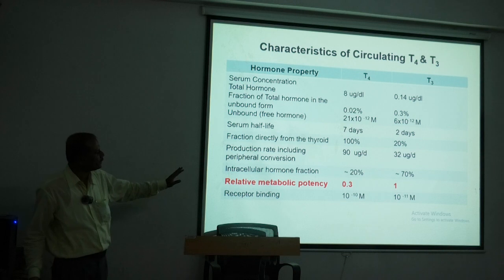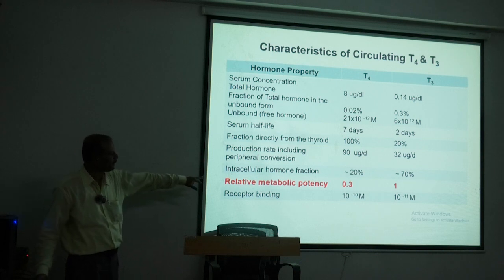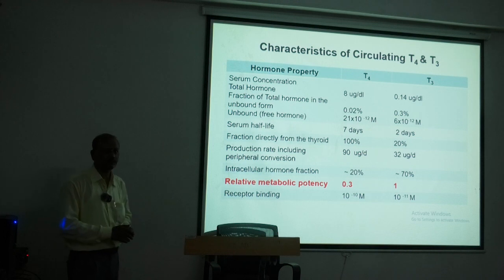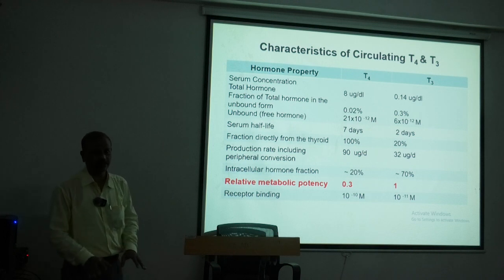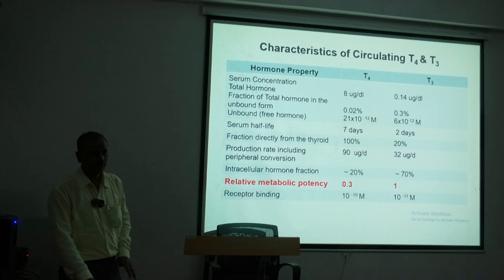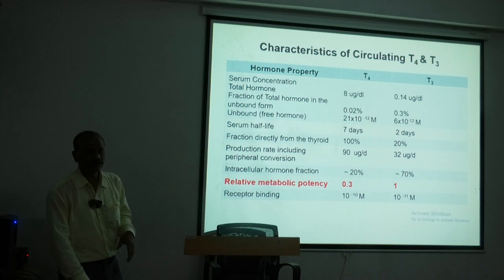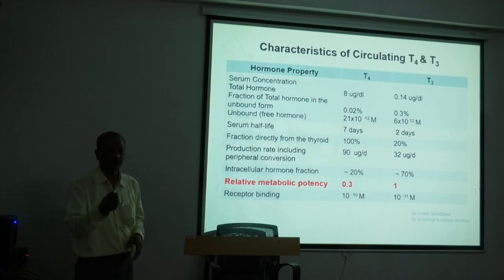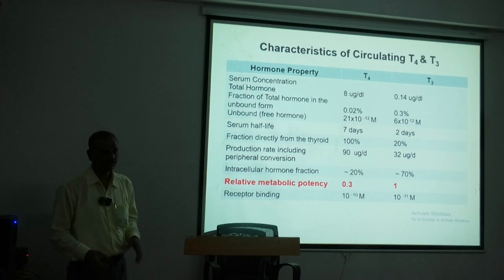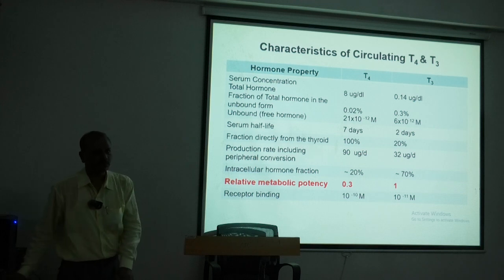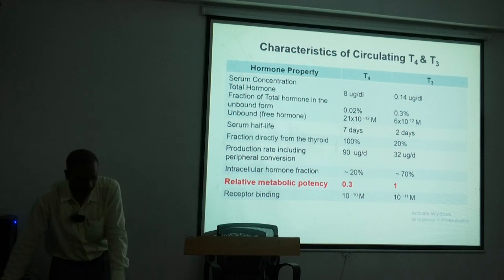Now, one important part you must remember here, only this point, the relative metabolic potency. Basically, T3 is more than 3 times as active as T4. That you must remember. And that's why nature has evolved a mechanism to convert T4 to T3, so that with each conversion, one iodine atom is saved so that it can form one more T4 for further utilization.